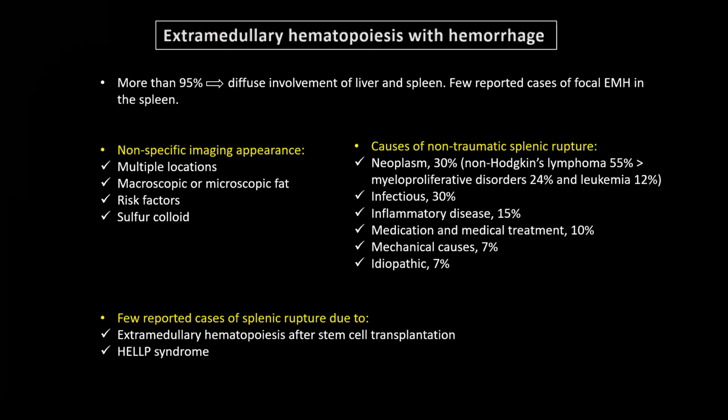There were only a few reported cases of splenic rupture due to extramedullary hematopoiesis occurring after stem cell transplantation, and also a few reported cases of splenic rupture due to HELLP syndrome. So there are no specific features. The presence of multiple locations and the risk factors could lead us to the diagnosis of extramedullary hematopoiesis. If we can see a small fat component, this will give us the diagnosis. But if not, it will be a differential diagnosis discussion. And just to know that extramedullary hematopoiesis can also cause splenic rupture.